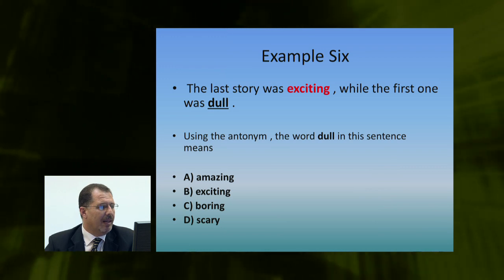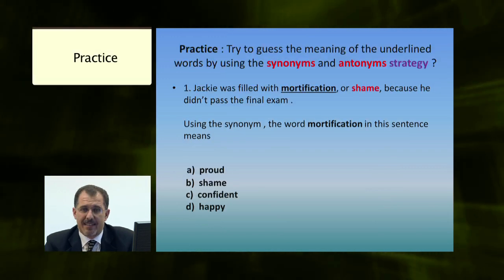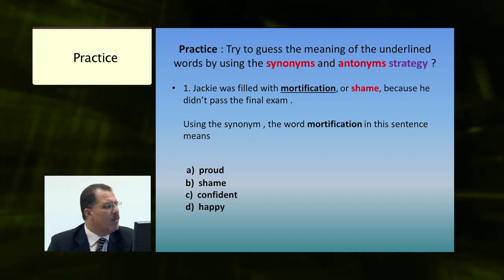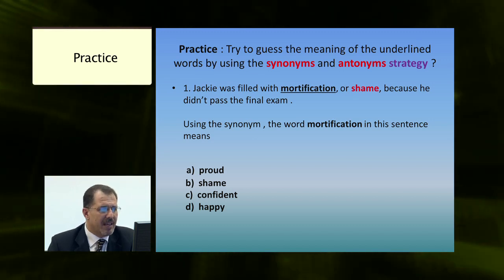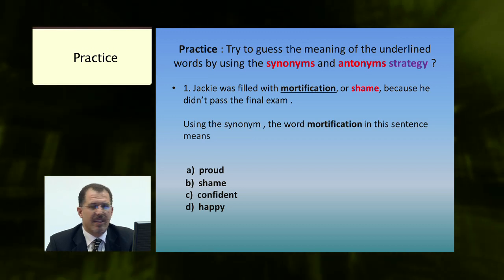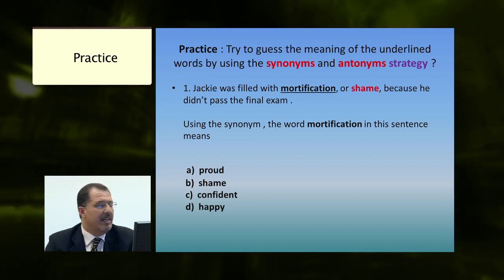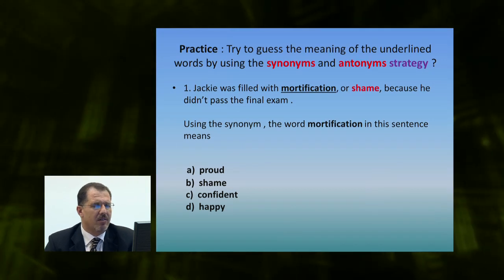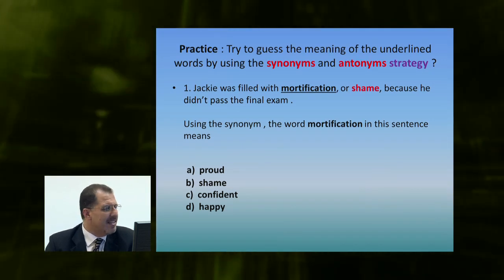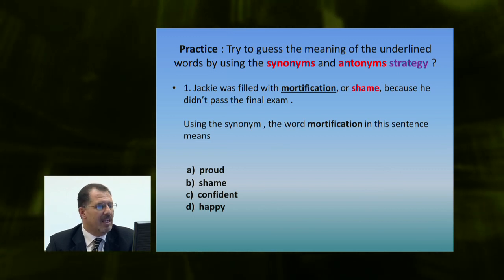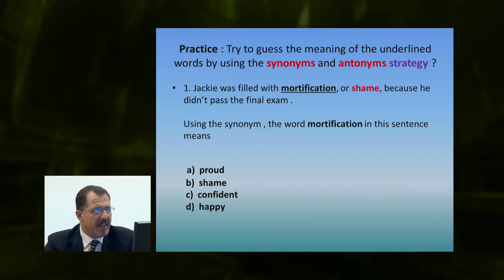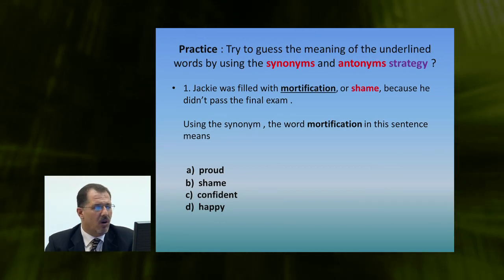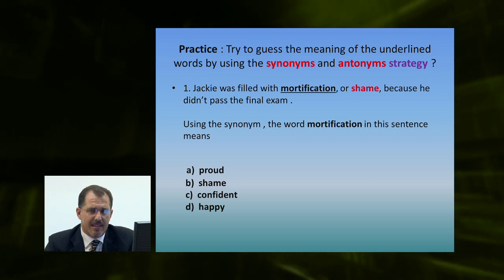Okay, now let's go to practice. Try to guess the meaning of the underlined words by using the synonyms and antonyms strategy that we have just talked about. Number 1, Jackie was filled with mortification or shame because he didn't pass the final exam. You are going to guess the meaning of mortification, taking into consideration the antonym or the synonym that you have in the sentence.